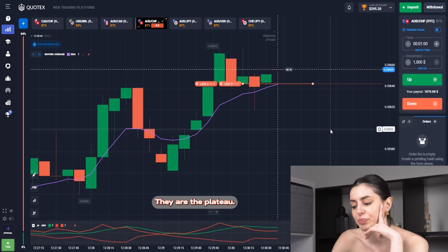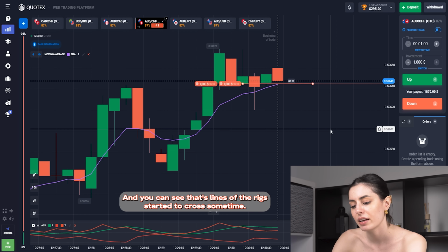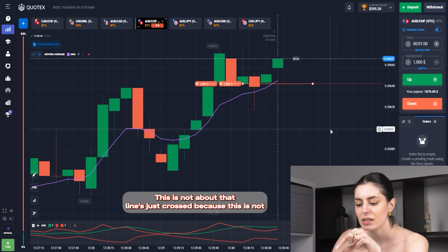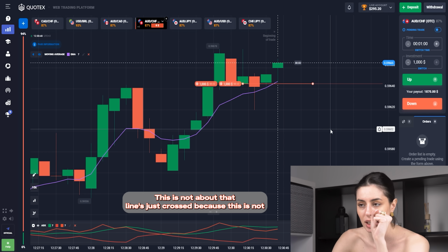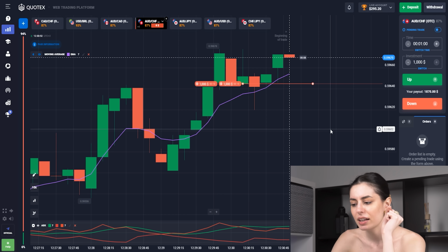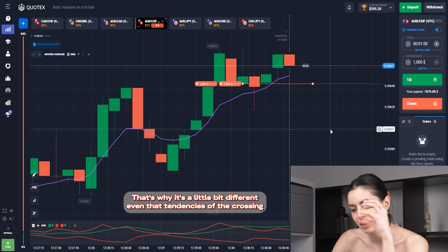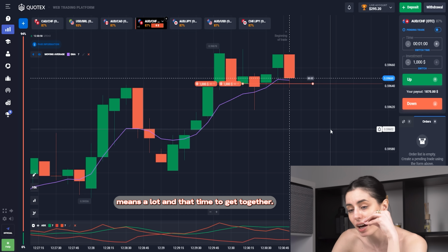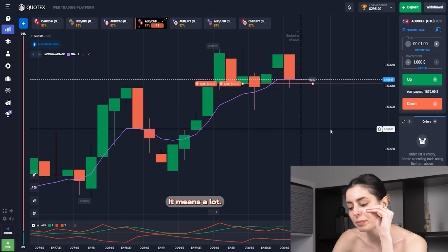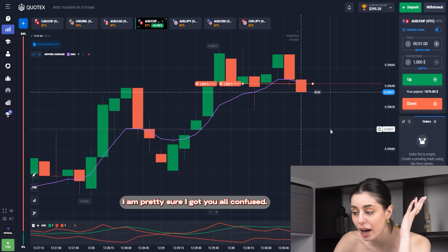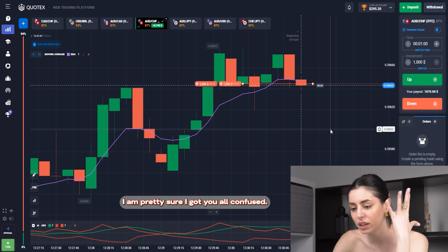We are at the plateau, and you may see that the lines of the ADX started to cross. Sometimes it is not like that. This is not about the lines just crossing, because this is not the stochastic oscillator, not the MACD, that works a little bit differently. Even that tendency of the crossing means a lot, and that attempt to get together already means a lot. I know I got all of you guys so confused. I'm pretty sure I got you all confused.